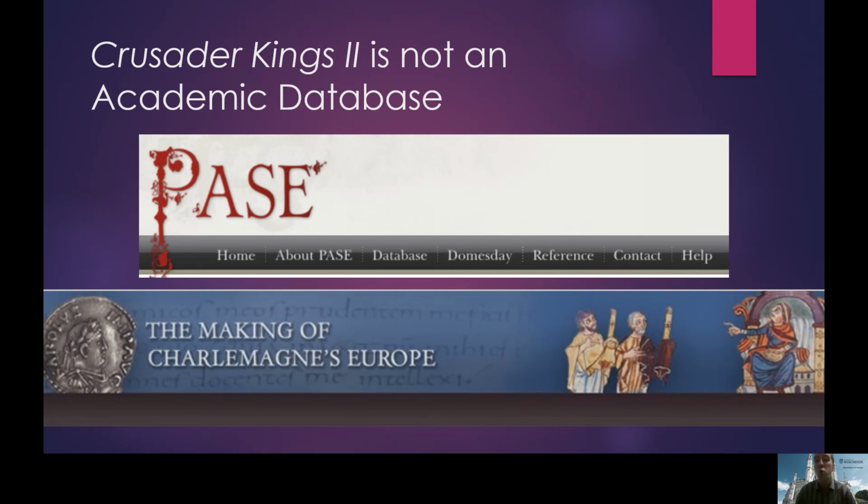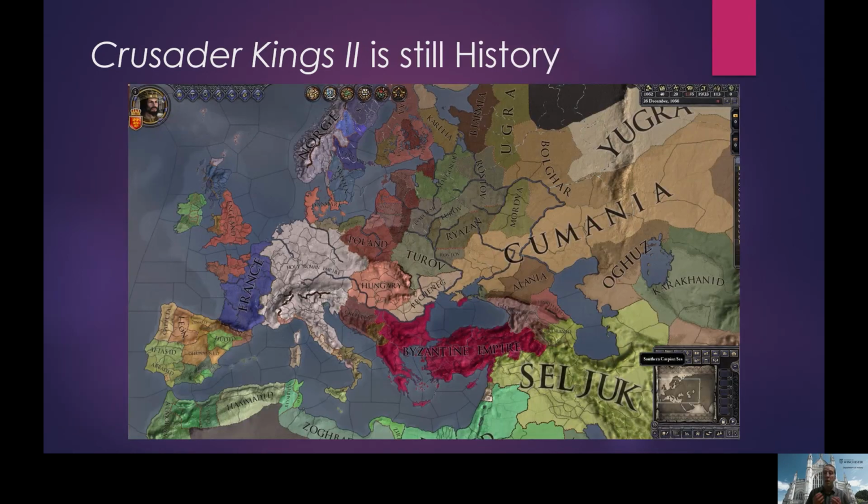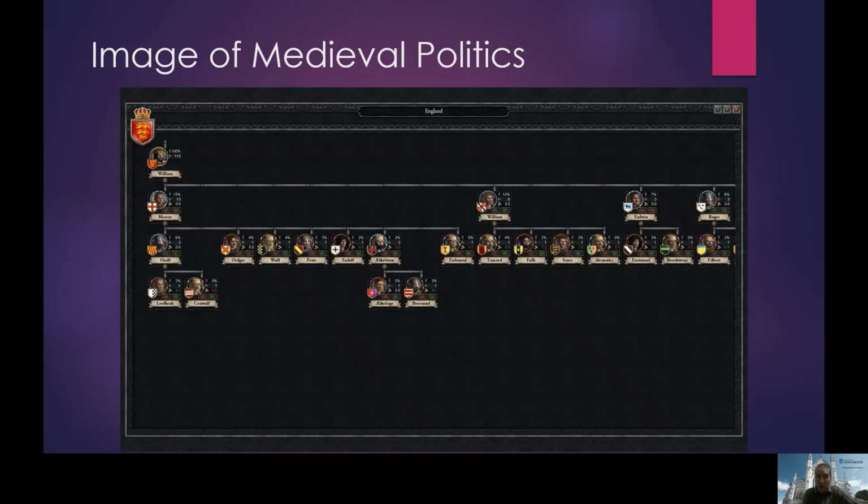Fundamentally, Crusader Kings II is still history. The developers have created a vast model of medieval society. And in many respects, they've created a very useful image of medieval politics. So what we've got here, this is an example from the family tree of William the Conqueror. And this is after the game has been running for a while. So this is the sort of family which could emerge from William. Many of these characters don't exist or existed in a different format.